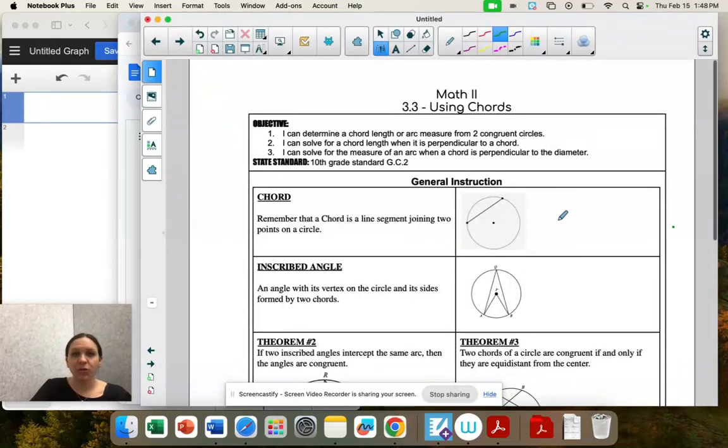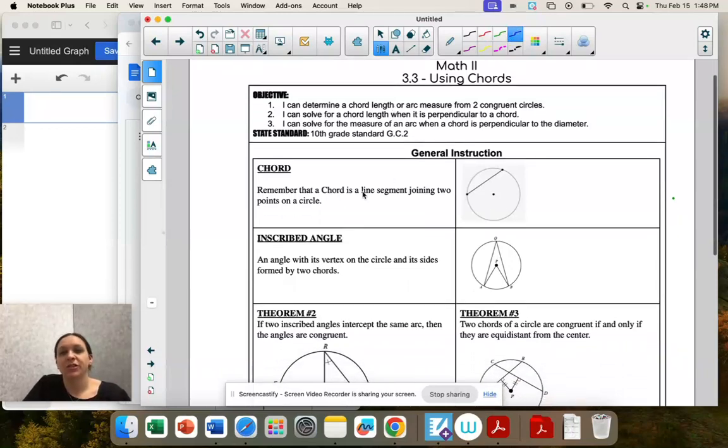Section 3.3, we're looking at chords, and there's some theorems and properties that deal with chords that we're going to look at. So just remember a chord, you have two endpoints on a circle, and it's the line between them. It's always a straight line. We're not curving it. You could draw it with a ruler.